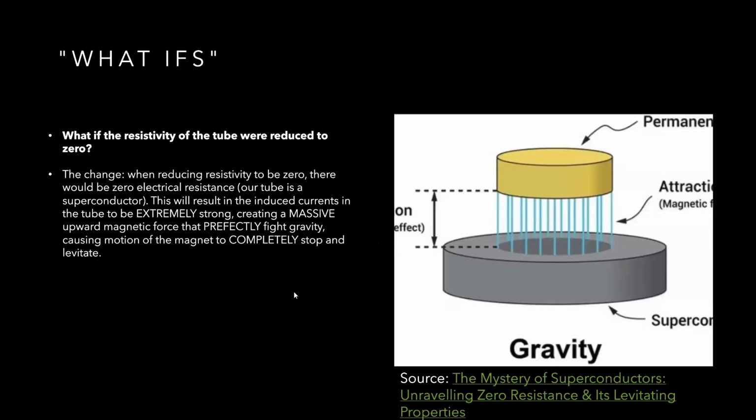What ifs? What if the resistivity of our tube were reduced to zero? The change: when reducing resistivity to zero, there would be zero electrical resistance. Our tube would become a superconductor. This would result in induced currents in the tube being extremely strong, creating a massive upwards magnetic force that perfectly fights gravity, causing the motion of our magnet to completely stop and levitate. Compared to our current setup, the magnet would not fall, it would hover in the tube itself.